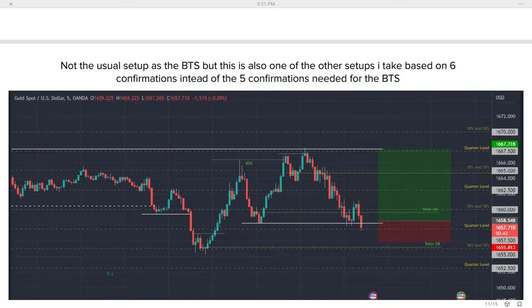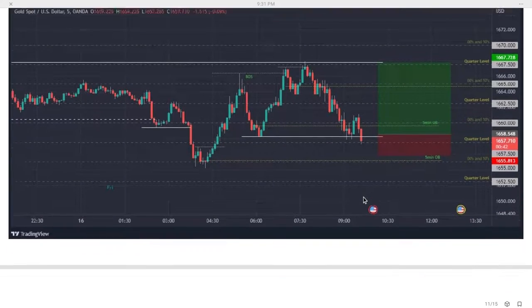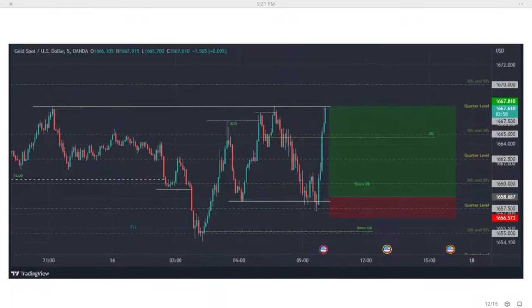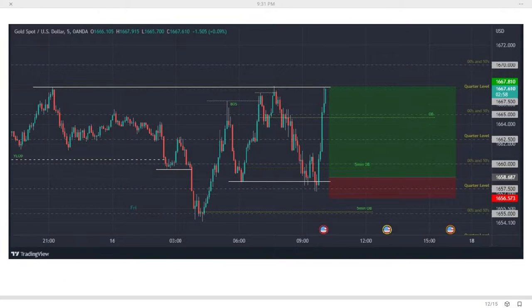And I will, like I said, make a video to show you this confirmation list that I look at when I don't have a best trade setup, but I look at other things that price presents and gives me an entry signal. And as you can see, price actually went and reached the take profit. I believe this was the high of the day, but let's just look at the bigger picture if indeed it was.